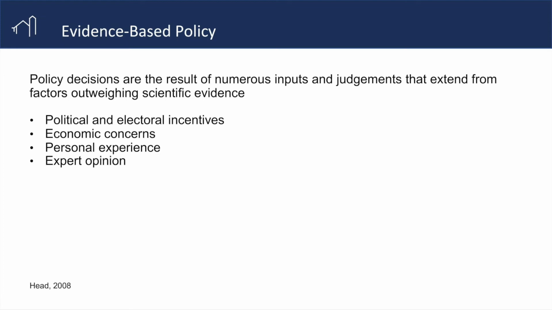Some of the incentives that policymakers face include political and electoral incentives, economic concerns, personal experience, and expert opinion as well. So to say that a policymaker or practitioner looks at data that we might propose or provide, and uses just that data to change or write policy, would be a really simplified and very inaccurate way of understanding how policy and practice actually works, because there are a lot of different incentives and factors within the environment of policy making that affect how policy is formed.